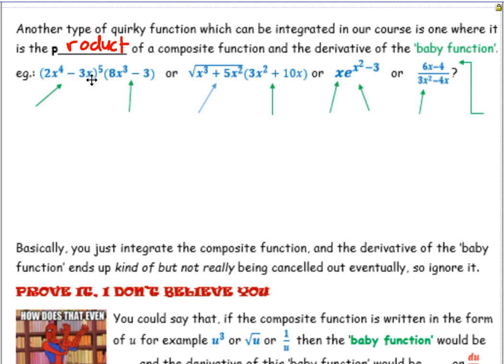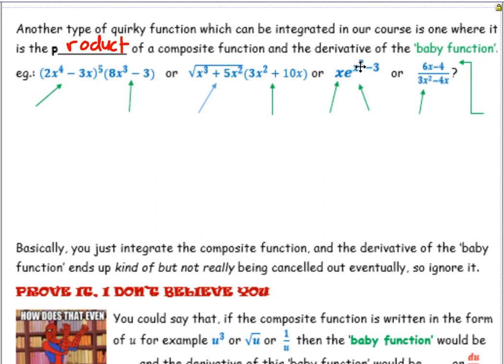Is the thing that's been multiplied by, does it happen to be the derivative of the baby? So what's the derivative of 2x to the 4 minus 3x? Yeah, you're right. Here's the composite function. It's this thing, x cubed minus 5x squared to the power of a half. What is the derivative of the baby? Yeah, exactly. This is a bit of a wackier one. It's a product of two functions. The baby is x squared minus 3. What's the derivative of the baby?